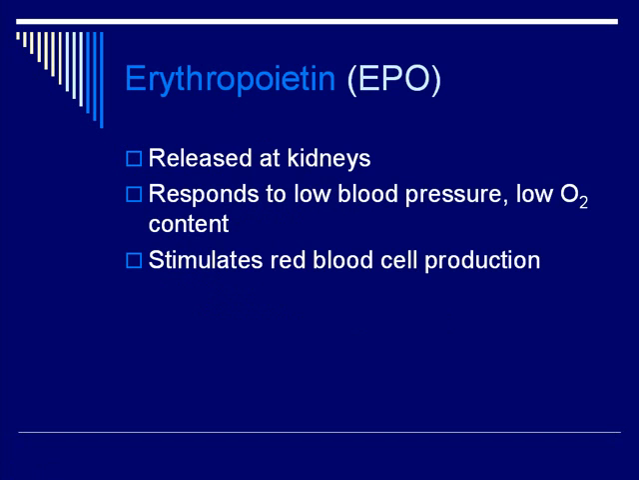Erythropoietin is a substance that's produced in the kidneys. Its job is to produce or stimulate the production of red blood cells. In episodes where your blood pressure is low, you will get an increased production of erythropoietin. Again, the reason why you see production of erythropoietin is to increase the volume of red blood cells, which will hopefully increase blood pressure.